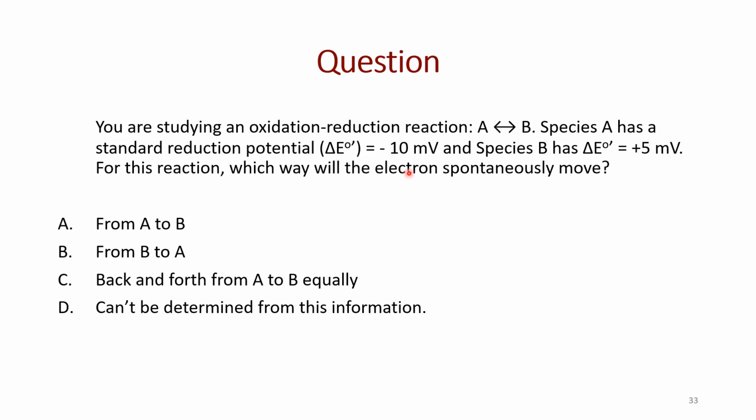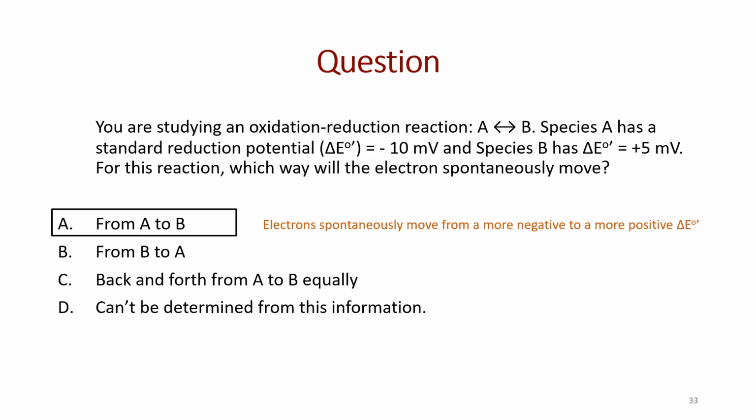Okay, you're wondering where the electron is going. And if I recall right, standard reduction potential says if you're more negative, the electron will move spontaneously to something that is more positive. And so here A is negative 10 and B is positive 5. So A is more negative, B is more positive. So I'm going to say that it goes from A to B. And that's exactly what's happening, right? It's going from more negative to more positive. So which answer is that? It is answer A, from A to B. Yeah, that's the one right there.